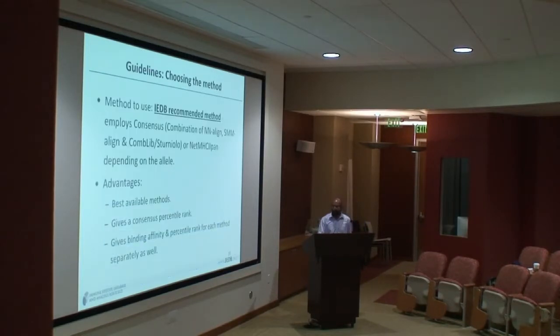So normally we recommend selecting the IEDB recommended method. Right now it's consensus, which is a combination of 3 methods, or NetMHCIIpan. We will change the recommended methods based on new benchmarks and how the different methods perform. Like Sandeep said, these are the different advantages. We will use the best available methods, and it will give a consensus percentile rank, and it will also give the binding affinity and percentile rank for each of the component methods which was used.